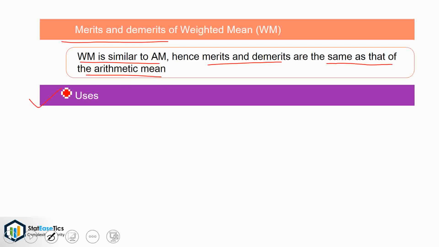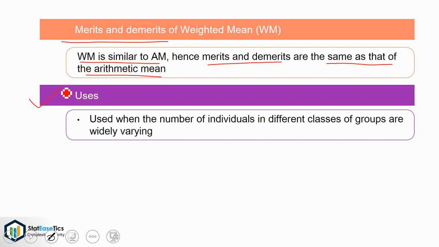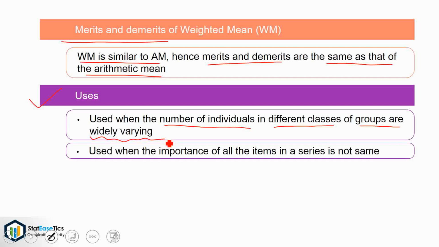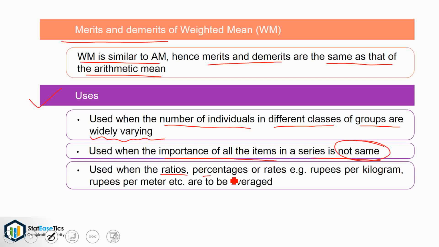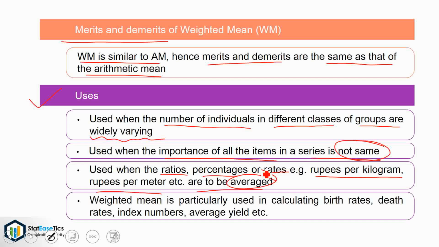Uses of weighted mean. It is used when the number of individuals in different classes of groups are widely varying. It is used when the importance of all the items in a series is not same. It is used when the ratios, percentages or rates, for example rupees per kilogram, rupees per meter, etc. are to be averaged. And weighted mean is particularly used in calculating birth rates, death rates, index numbers, average yield, etc.